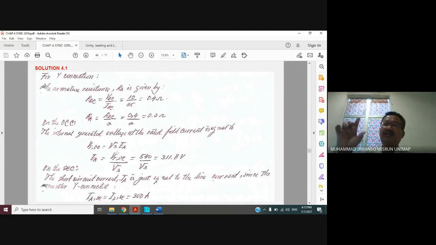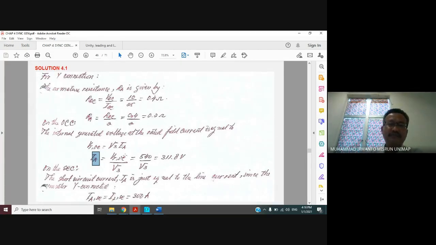And then because it is the Y connection, for the open circuit condition, the phase voltage is equal to the internal generated voltage, EA. So EA is equal to the terminal voltage in the open circuit condition, for the line to line, divided by square root of 3. So 540 divided by square root of 3 equals 311.8 volt. Tapi kalau dalam yang kita punya lab itu udah paste ya. Sudah paste, tak payah macam ini.